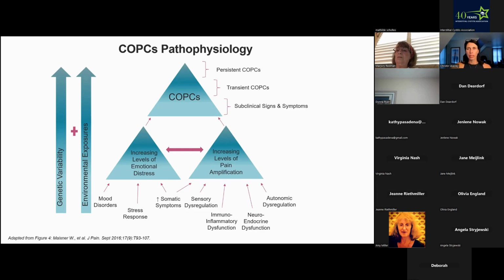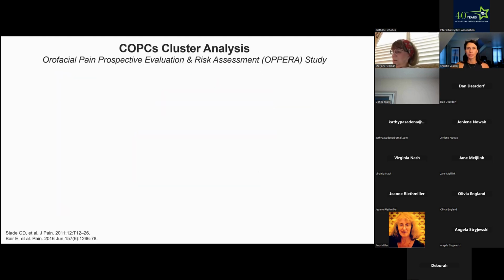So I know this is a lot to take in, but the bottom line here is that it's complex. It's not just one gene. It's not just one environmental exposure. It's not just one body system, but a complex interplay between the neurologic, the immune, inflammatory, and the endocrine system that play a role in developing chronic overlapping pain conditions.